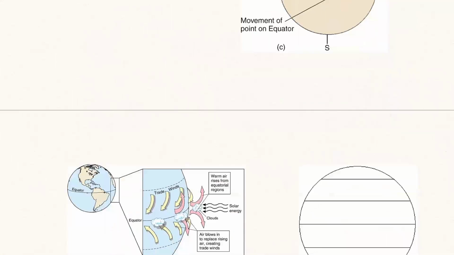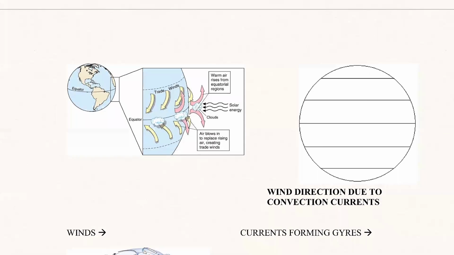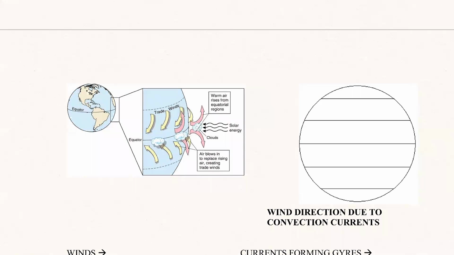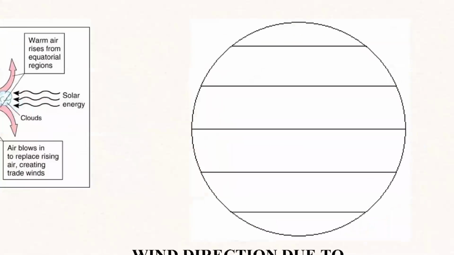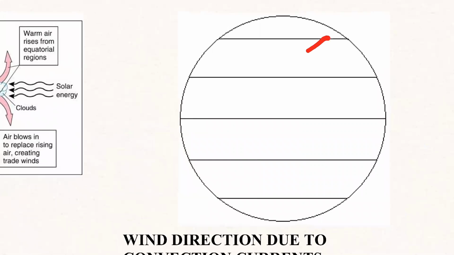So let's go ahead and take a look and see how this affects the wind directions. This is how everything is set up. If you can focus in on this drawing that I have right here. This is the Earth, and it has some approximate latitude. So if you can fill in some of the information.